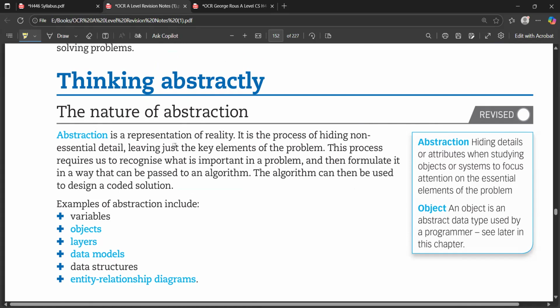Okay. Thinking abstractly means, first of all, abstraction is the representation of reality. This is the process of hiding non-essential details and leaving only the key elements of the problem. That means that you are focusing on only what is required. So this process requires us to recognize what is important in a problem, and then it can be formulated in a way that we can pass it to the algorithm.